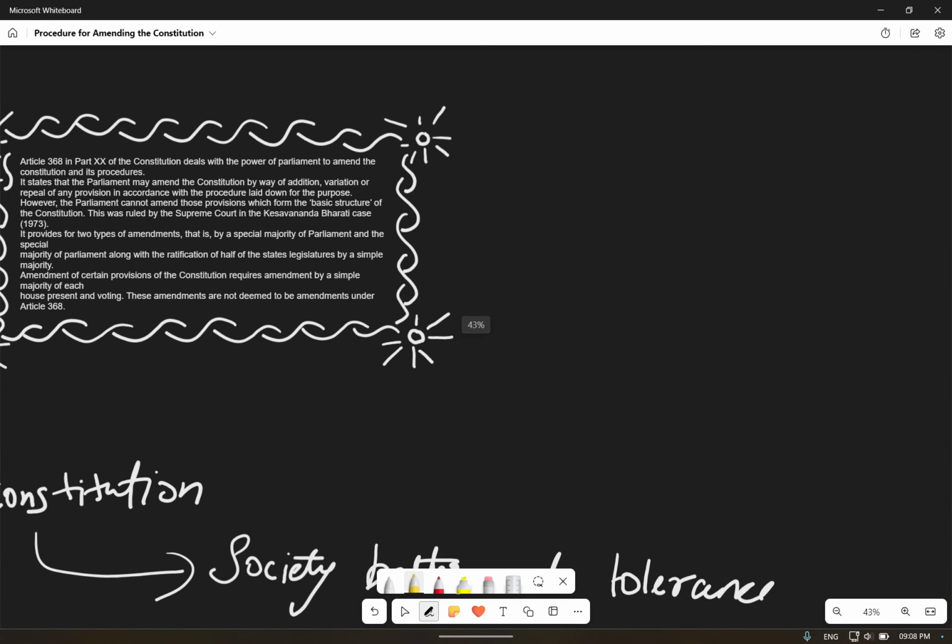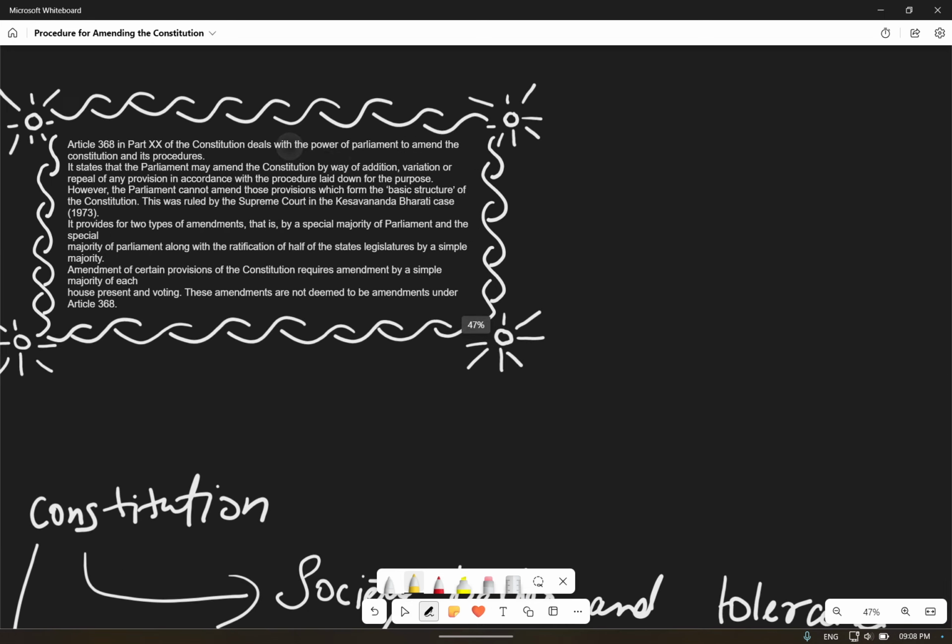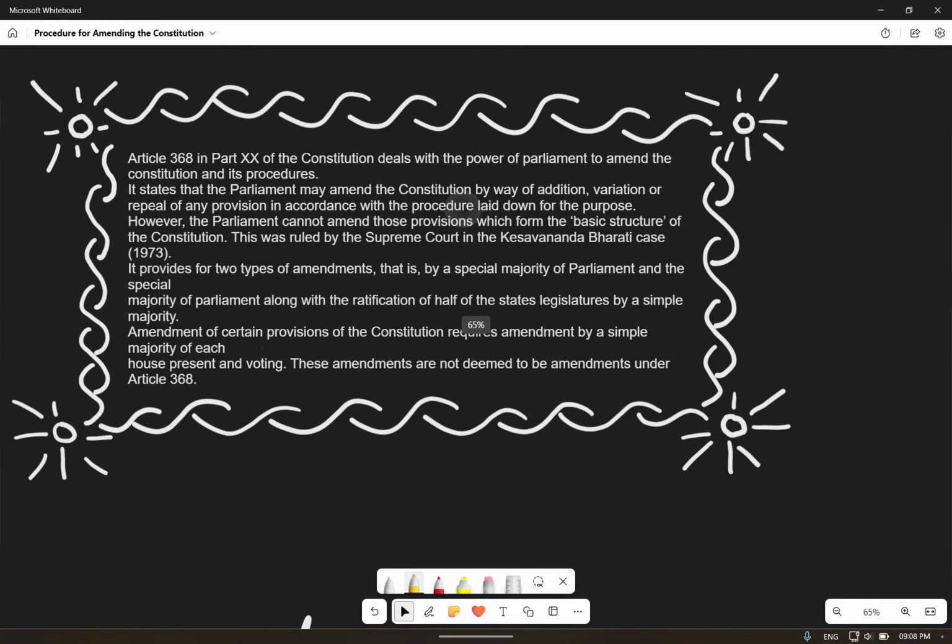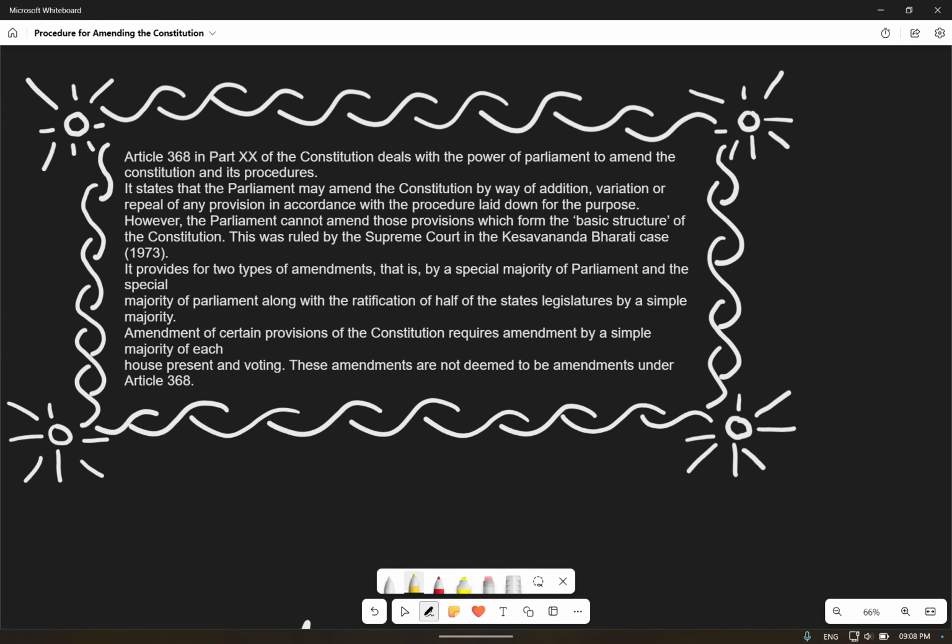Now, what does Article 368 tell us? I have noted it down, so we will see what exactly it says. Article 368 is present in Part 20, as I told you in the initial discussion itself. Article 368, Part 20 of the Constitution, deals with the power of parliament to amend the constitution and its procedures. It states that parliament may amend the constitution by way of addition, variation, or repeal of any provision according to the procedure laid down for the purpose.